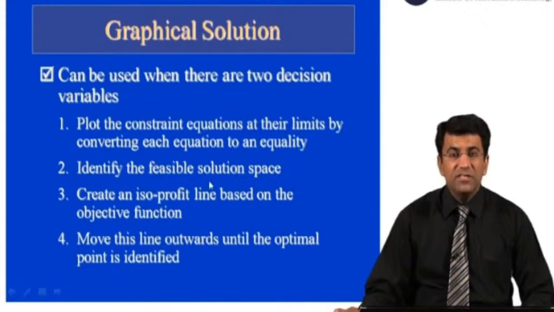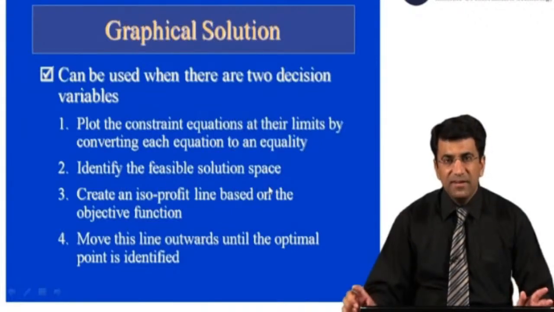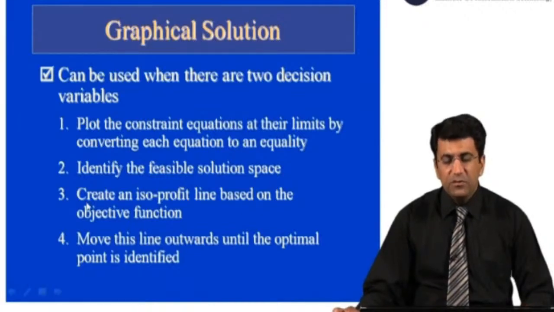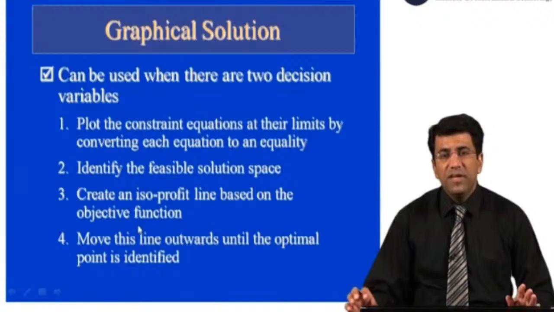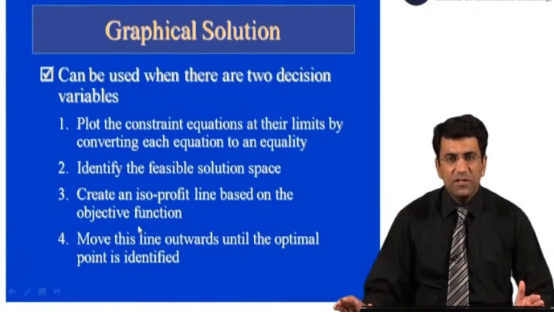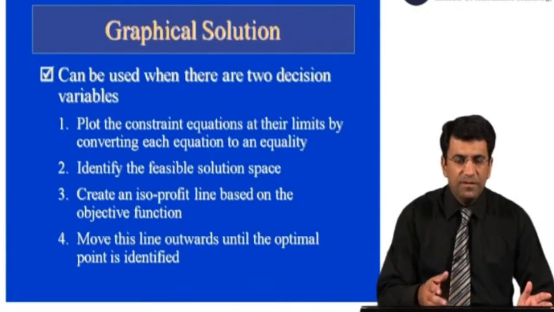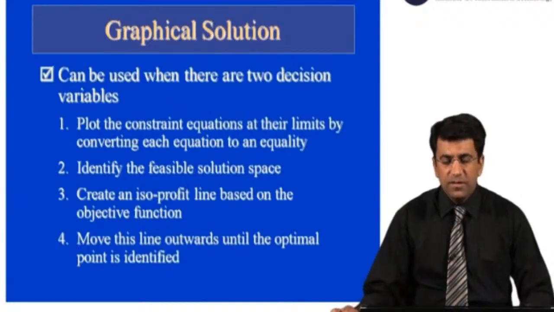Then we'll have to identify the feasible solution area. Through that graph or through those lines, we will be able to identify what is the most feasible area for this particular scenario. So we'll just discuss it. Then we will try to create an isoprofit line based on the objective function. After this we will take some hypothetical value of the objective function and draw it in the same graph. So just keep in mind these steps. We will do these steps in the next problem we are going to solve.